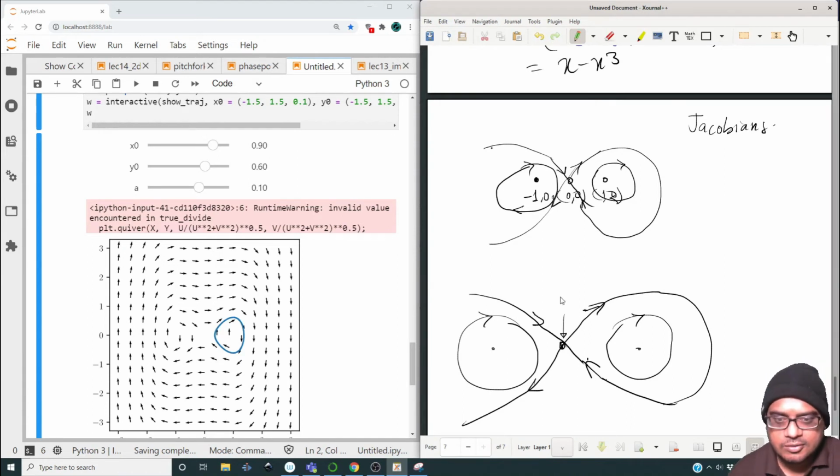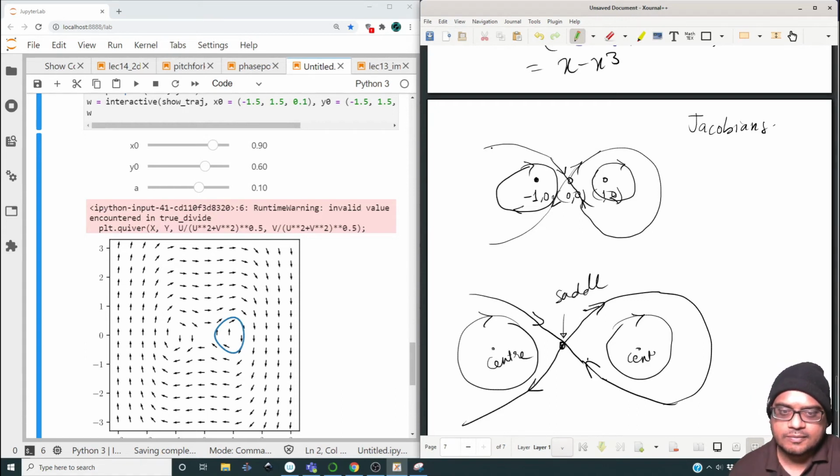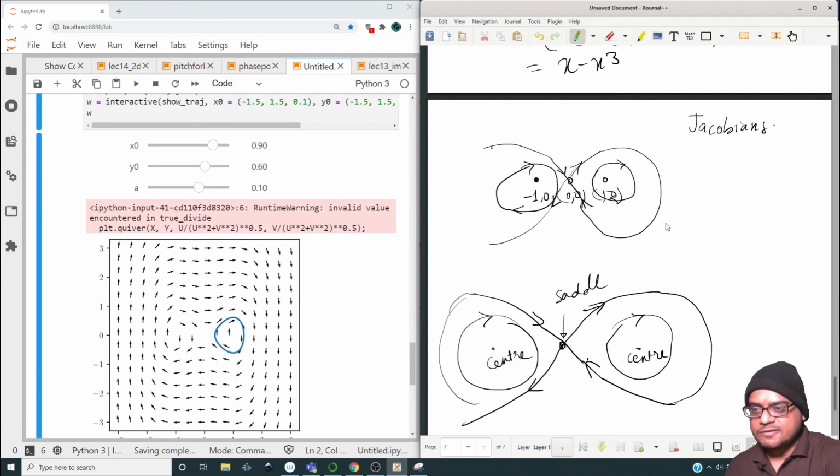So this is a saddle node, this is a center, this is also a center. Okay, so this is the entire phase portrait for this particular plot.